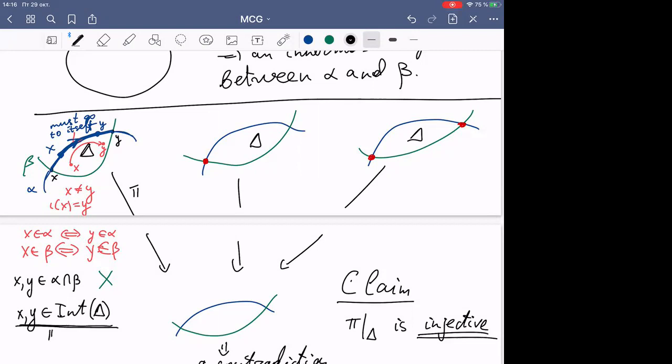But then iota of delta must be equal to delta. The hyperelliptic involution takes alpha to itself, takes beta to itself, hence it permutes connected components of the surface with alpha and beta deleted. But if it takes at least one interior point to an interior point of the same component, then it takes the whole disk to itself.